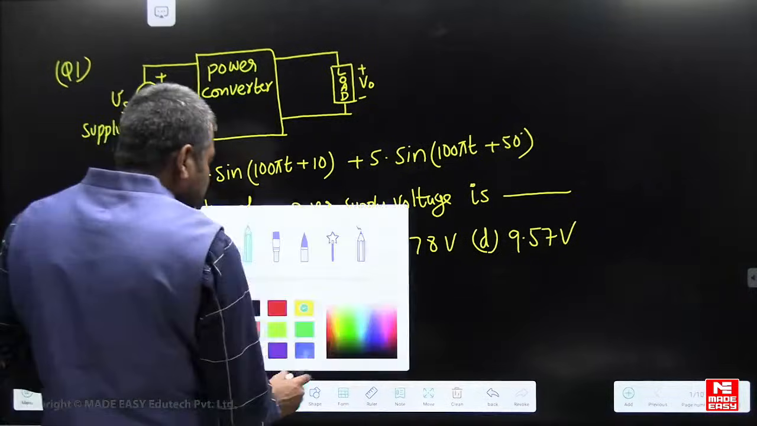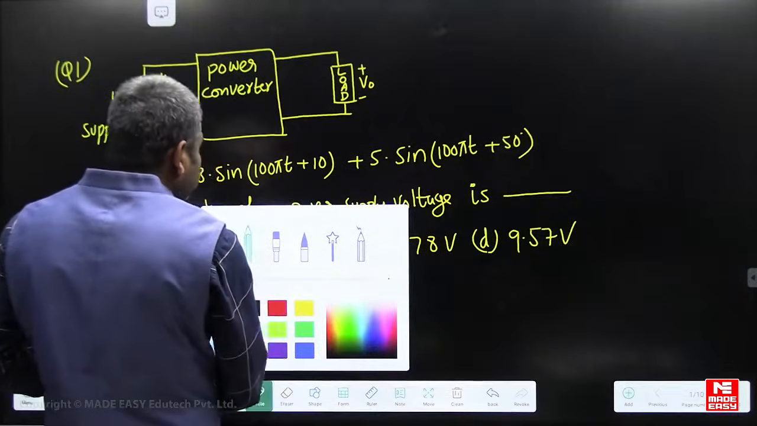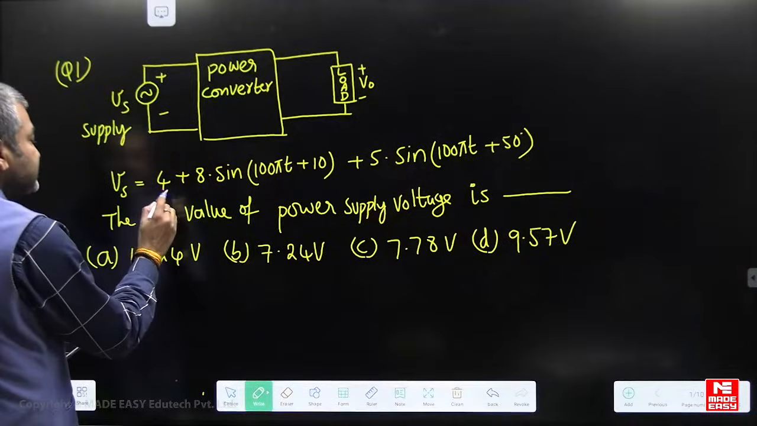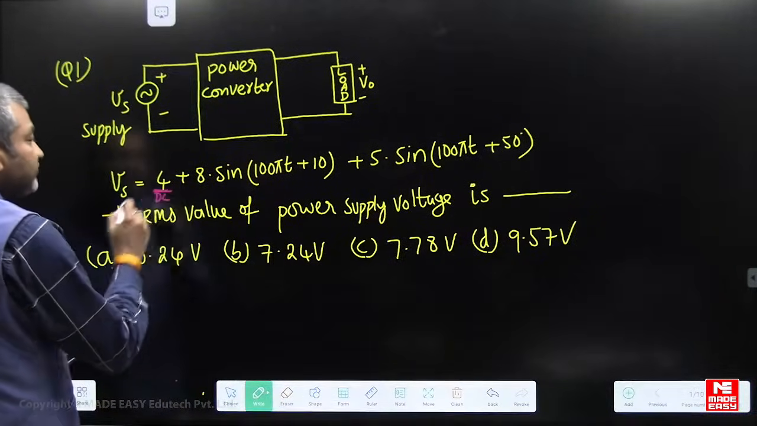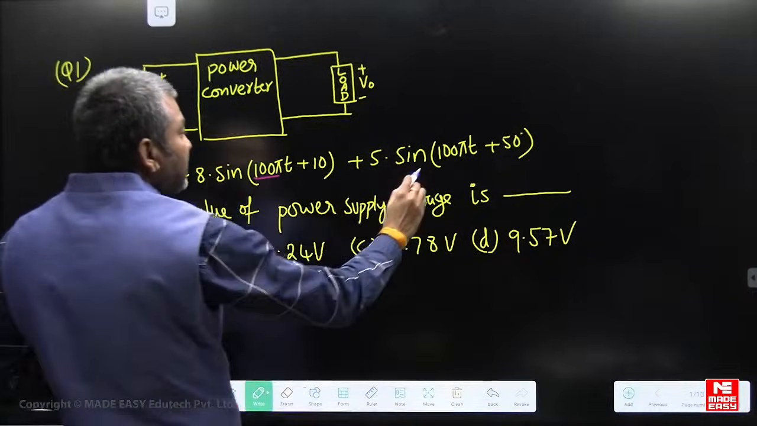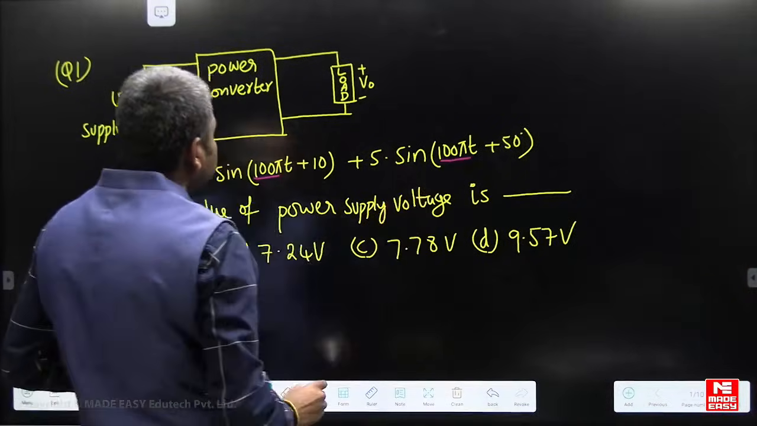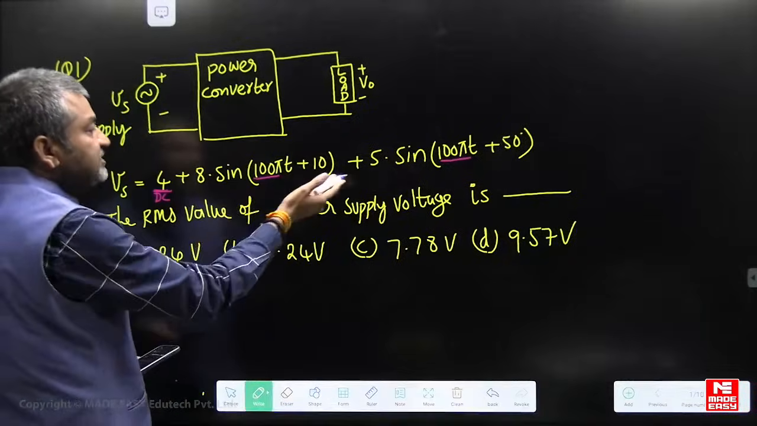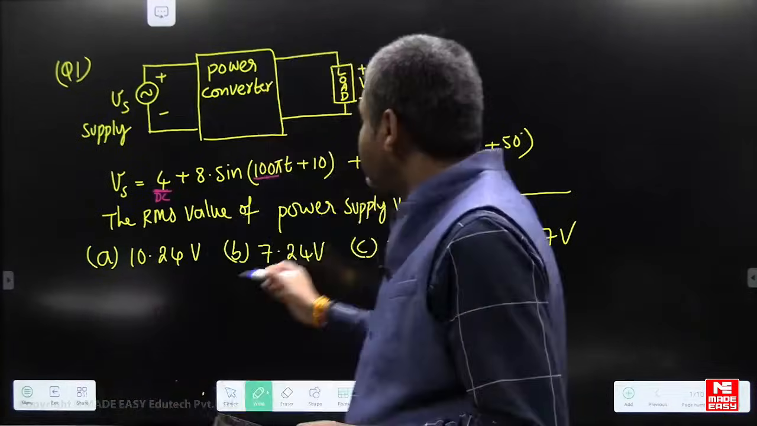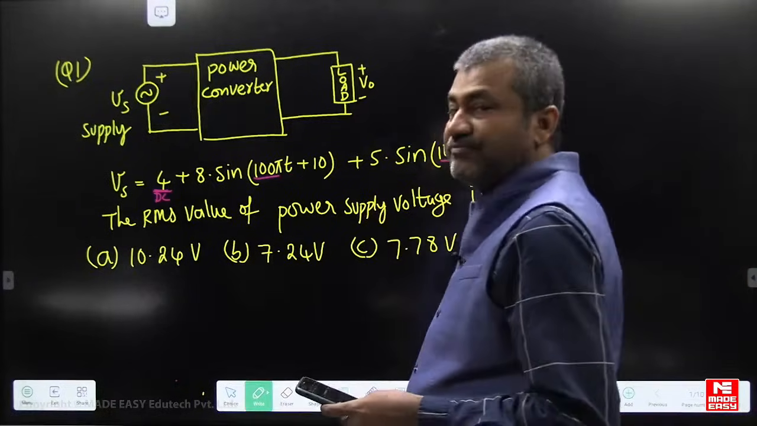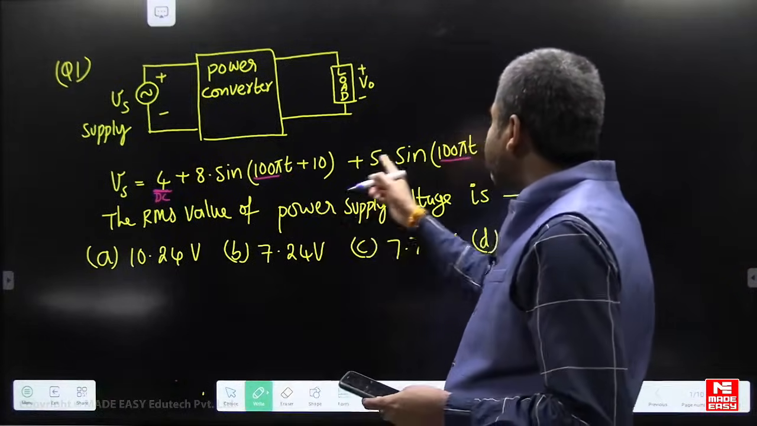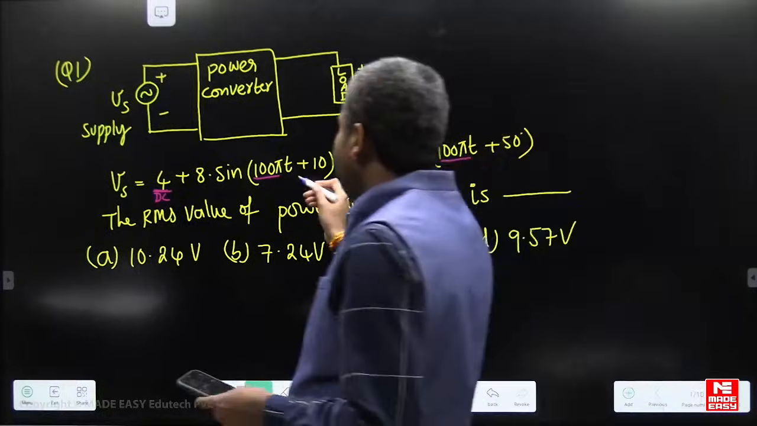I will give the hint. See the frequency, this is the DC quantity. Here the frequency is 100 pi, here also the frequency is 100 pi. That means these two frequencies are the same. Dear students, these two frequencies are the same. The frequencies are not different, but only the phase angle is different. See here, the phase angle is different.